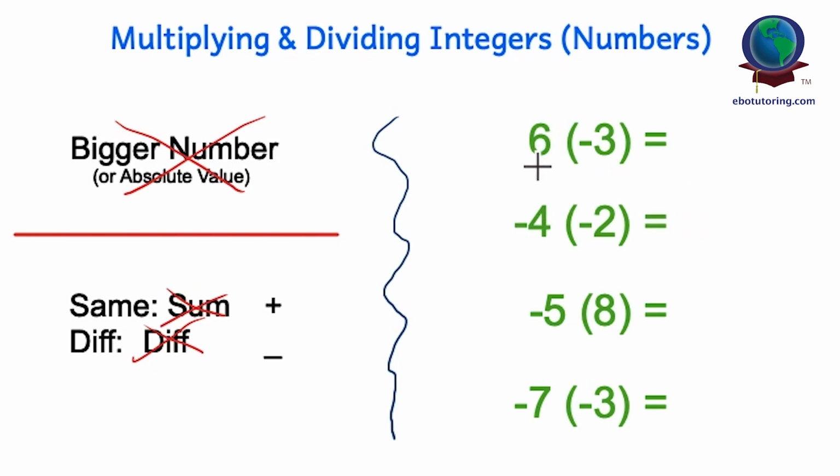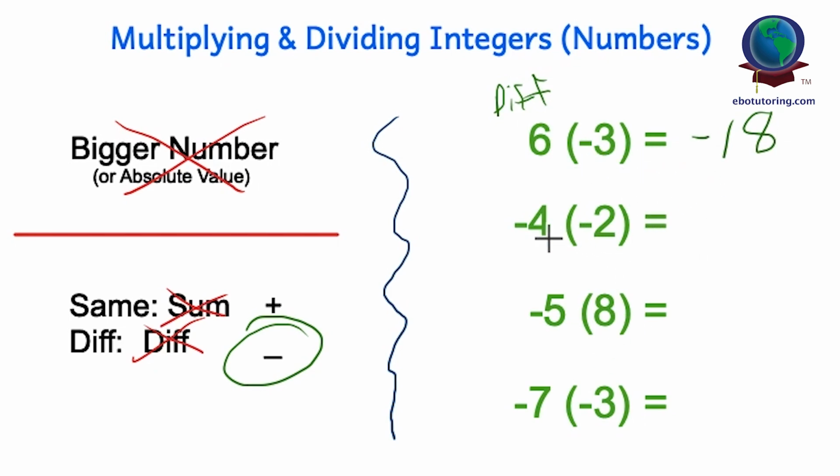In this case, 6 times negative 3, let's just look at this. Are they the same or different? Yeah, they're different signs. So if they're different signs, we're just going to make sure that the answer is negative. If they're different, the answer is negative. So 6 times 3 is 18, but because they're different signs from one another, it's negative 18.